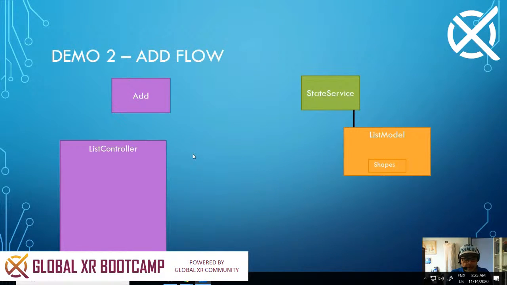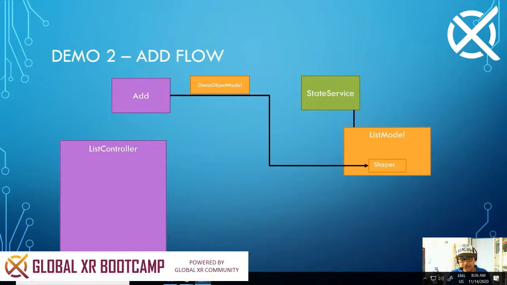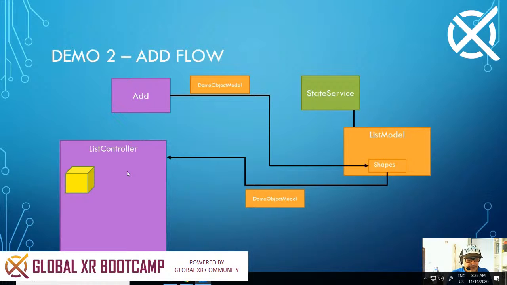So, the add flow. This is the add button. If I click add, I create a demo model and add it to the shapes. The shapes then send out an event, the model add, saying, oh, we have a new model. And the list controller is subscribed to that event, the observe add. And it says, oh, there is a new demo object model. I better create a 3D object for it. Spawn an object like it. I put the demo model on it, and I will register it in my list of views. That's what happened.